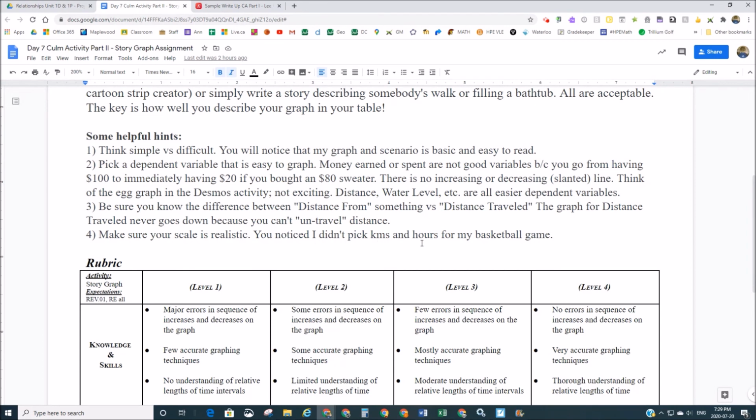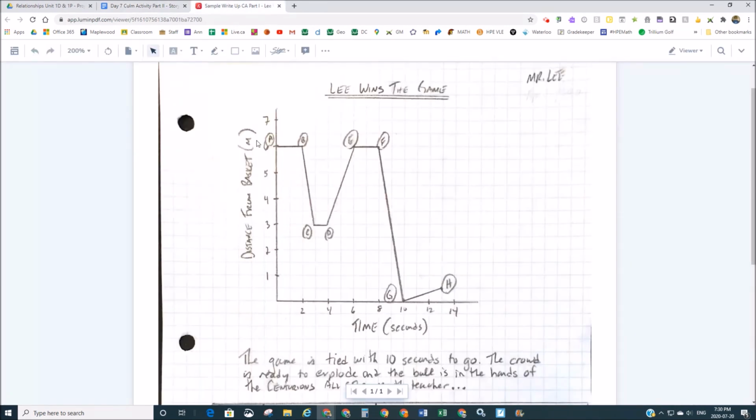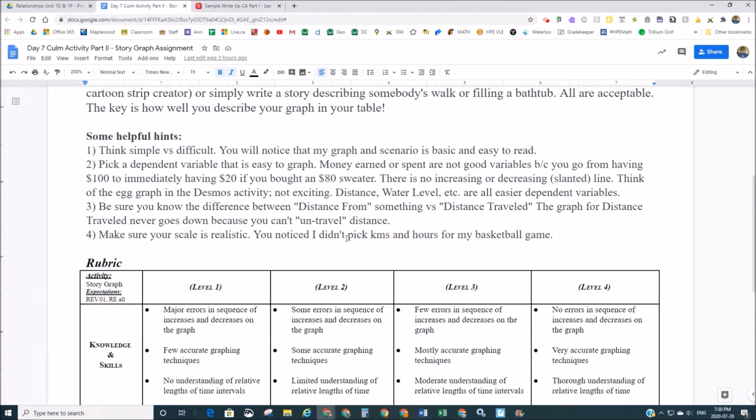Okay, so make sure you understand that, and make sure your scale is realistic. You'll notice that I didn't pick kilometers and hours. My graph is in meters and seconds. Kilometers wouldn't make sense in this, so make sure your scale is realistic.